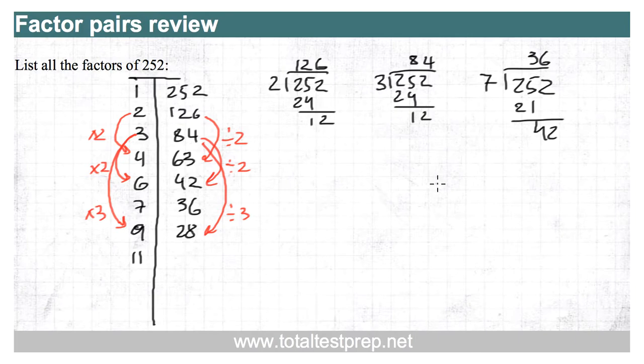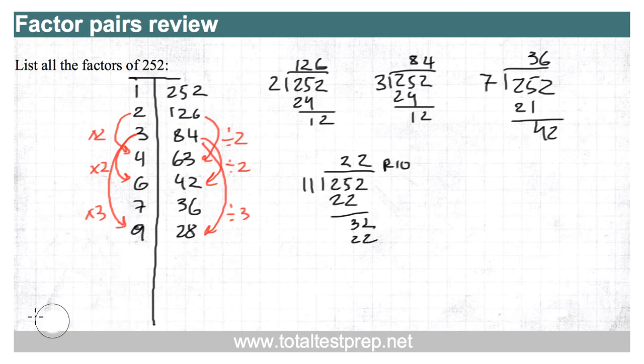What about 11? Here we have to do the long division. So 11 into 252. 11 into 25 goes twice. That's 22. This is going to give us 32. Well, 11 into 32 is actually 2. This is 22, so that gives us 22 remainder 10. So we can get rid of 11.